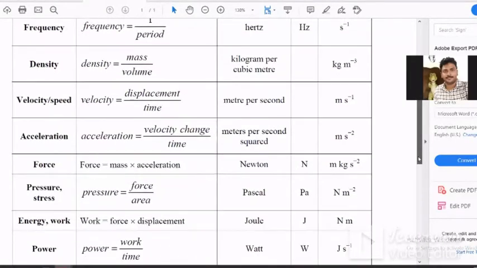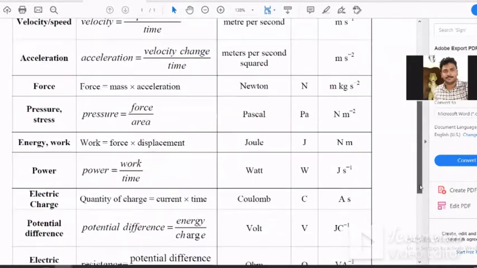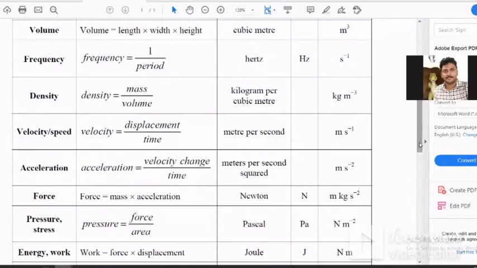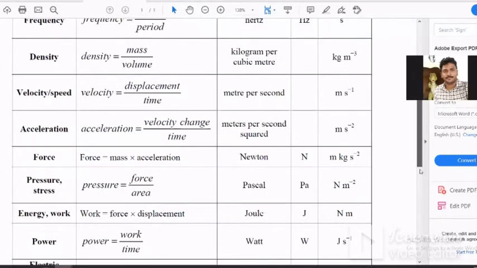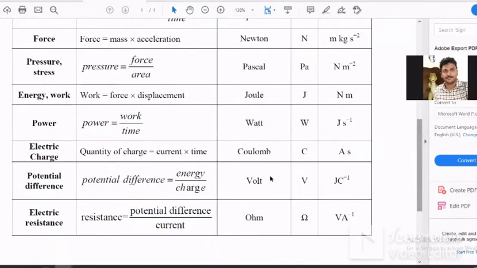Okay, all these things are given in your textbook, and we have to remember their unit, only the unit symbol. This formula is only for your reference. All these formulas, work, energy, power, stress, you are going to study in the coming chapter. You can see here, potential difference is energy upon charge. You can write it as joule per coulomb.